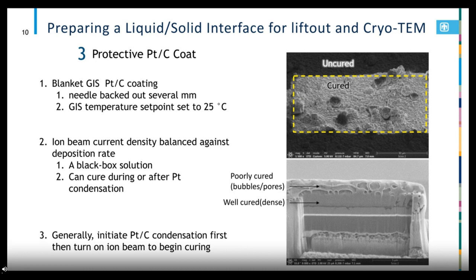Now this is a black box solution. It's not as good as the room temperature FIB platinum coating, so you do have to tune the parameters so that you get a well cured and fully dense platinum coating. And this is great for protecting that liquid layer on top, because that liquid layer is generally going to be the most beam sensitive component of your sample.